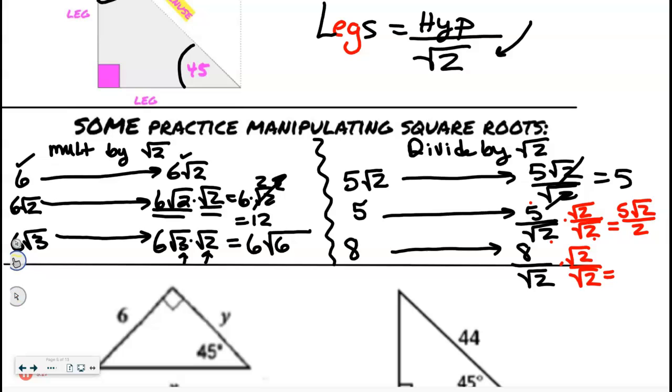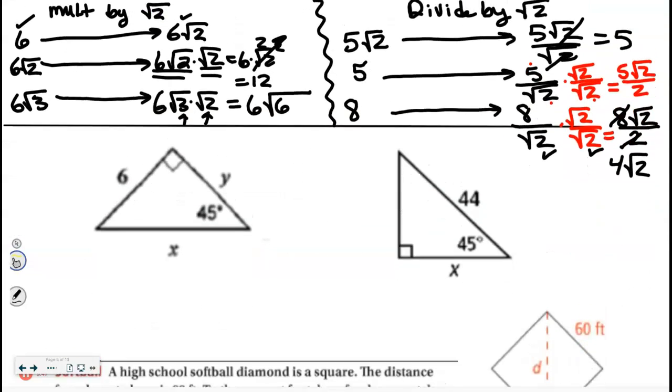The top has the 8 on the outside and the root 2 on the inside. They just have to stay as 8 times the square root of 2. But on the bottom, they're both in. Root 2 times root 2 is root 4. Root 4 is 2. But on this one, these cancel. So I get a 4 times the square root of 2. So that's just a little exponential algebra review.